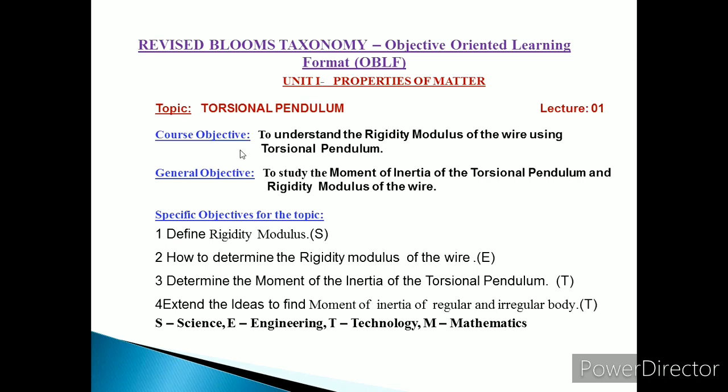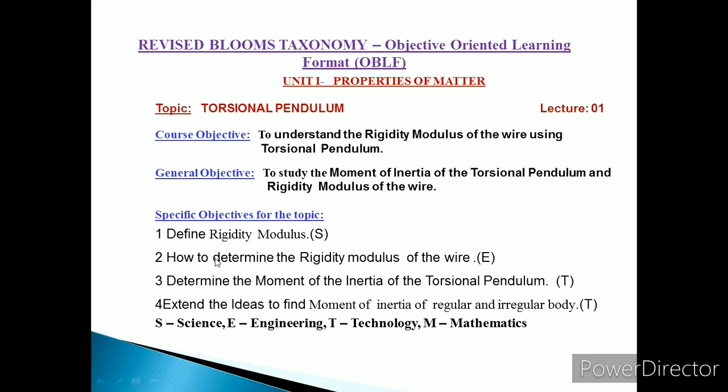Based on this, what topics are we going to discuss? To study the moment of inertia of the torsional pendulum and the rigidity modulus of the wire. Already we have seen the diagram, that is, the disc attached to the wire. Based on the setup, we are going to study the moment of inertia of the torsional pendulum and the rigidity modulus of the wire. This is our general objective.